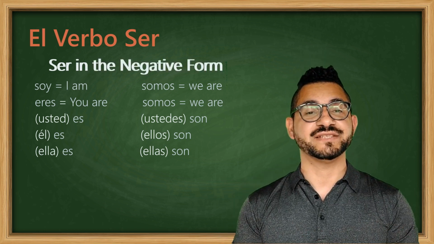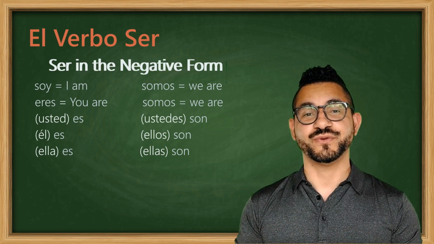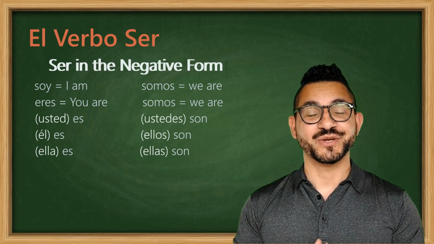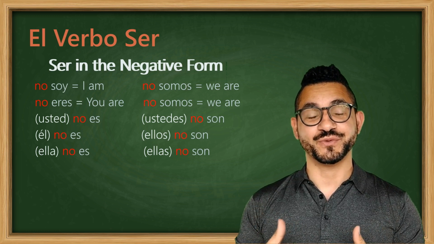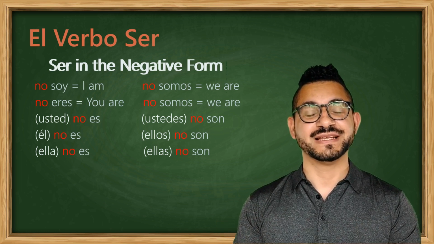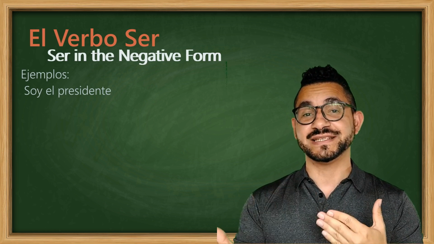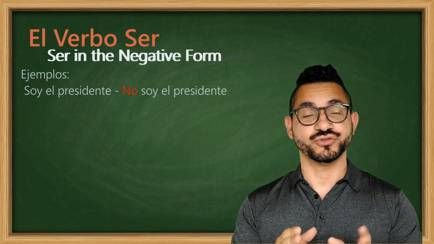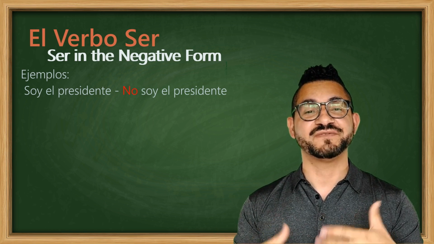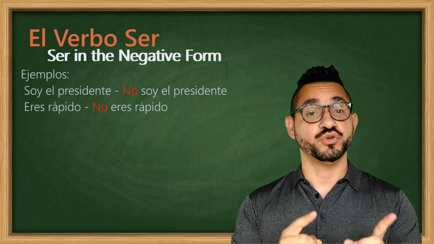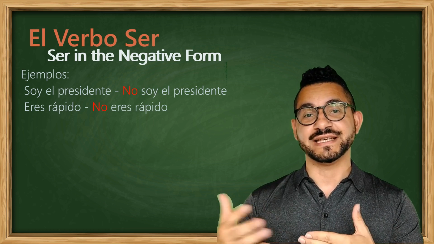Let's talk about negative sentences. How do we form negative sentences in Spanish? Fortunately, it's very easy. We just add the word no before the verb. For example, in the statement, soy el presidente, in order to make it negative, we just say, no soy el presidente. Let me give you more examples. Eres rápido would be, no eres rápido, in the negative form.